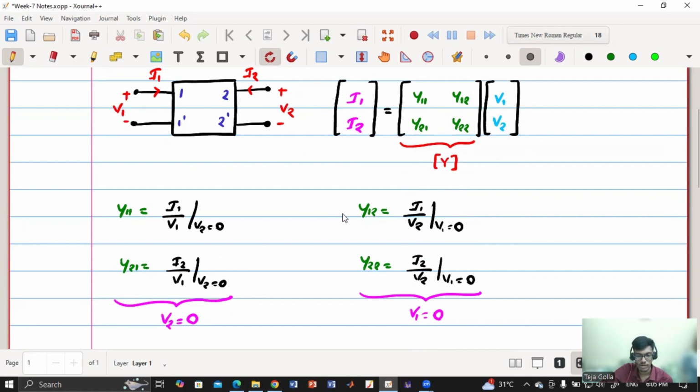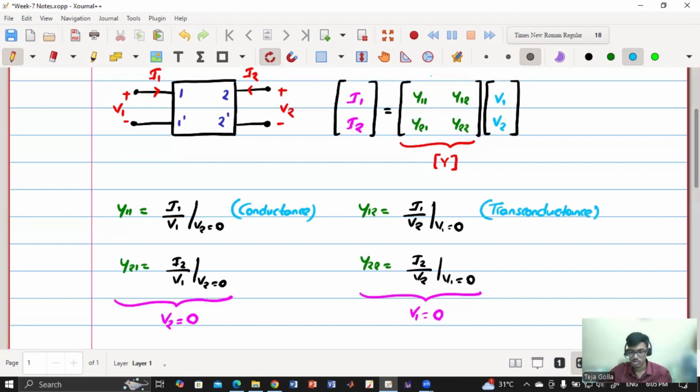Until this point, how they are defined? Any doubts? Yes, sir. So this is called conductance because it is the current in port 1 and voltage in port 1. And this is transconductance because it has voltage in one port and current in the other port.